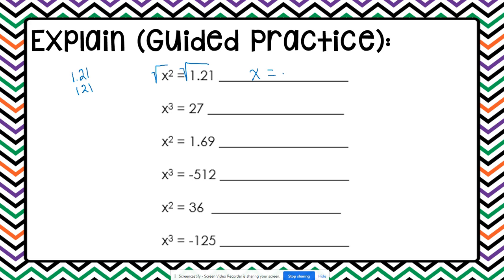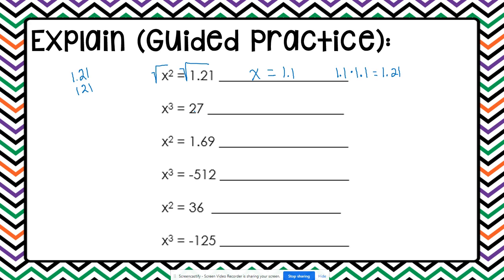For this, I can think about 11 and change it to 1.1, and then I could check it in my calculator. If I do 1.1 times 1.1, I get 1.21. So that means that 1.1 is the square root of 1.21.